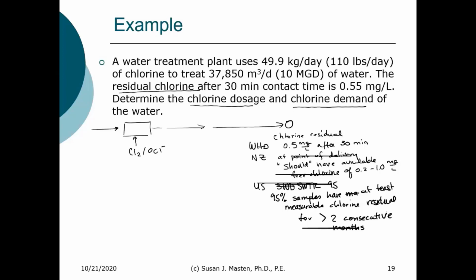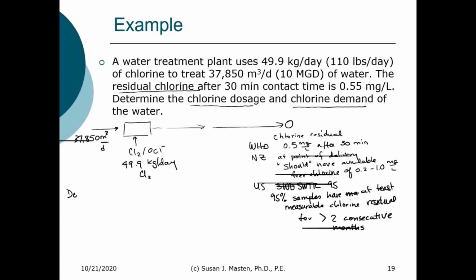So at this point here, according to the specifications we've been given, we have 49.9 kilograms per day of chlorine that we're adding. We're treating 37,850 cubic meters per day. That's 10 million gallons per day. And you're asked to determine the chlorine dosage and the chlorine demand.